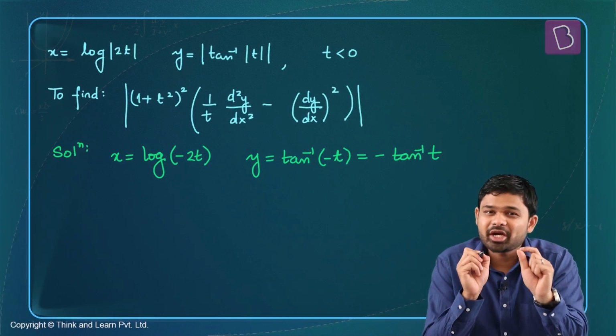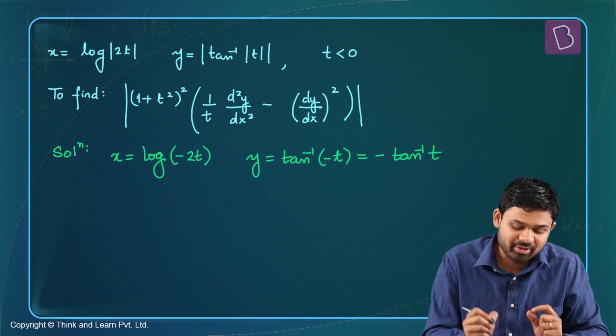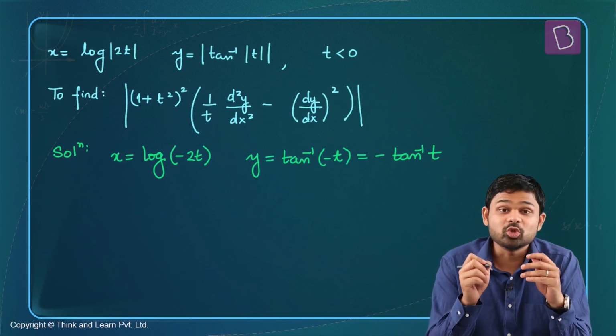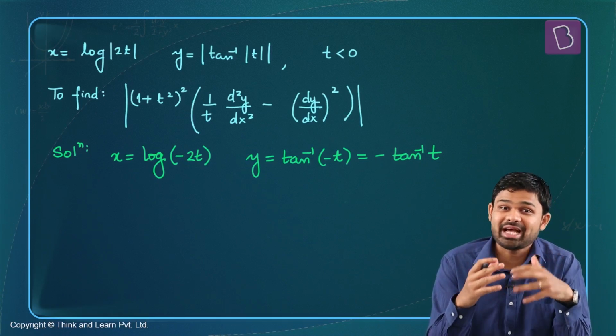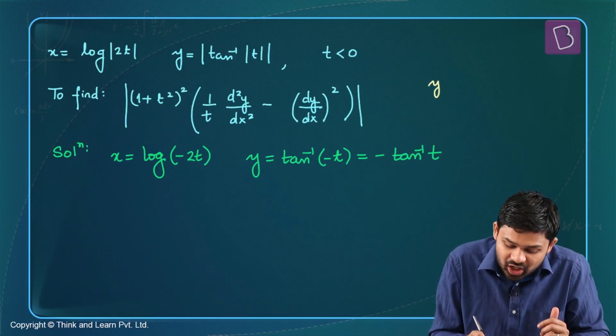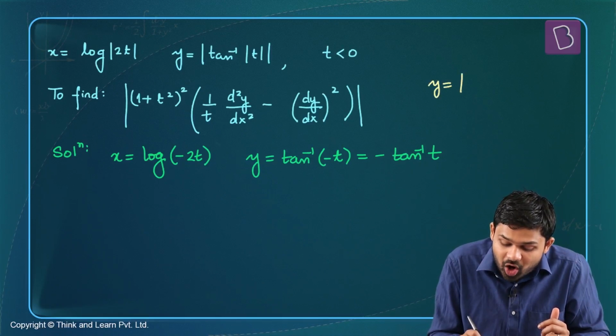Now, this is a point where a lot of students can commit a mistake, because they will write y is equal to the mod of tan inverse of minus t and then simplify tan inverse of minus t as y equal to the mod of minus tan inverse of t.